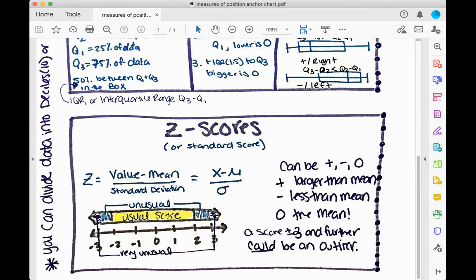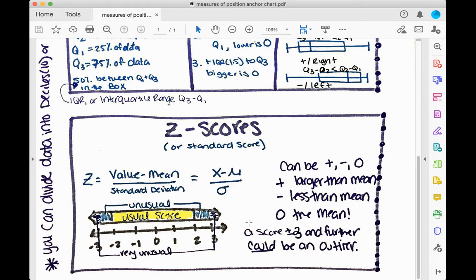Z-scores can be positive and they can be negative. A positive z-score is just going to mean that your value is bigger than the mean, and a negative z-score is going to mean that it is less than the mean, so it would fall to the left. And if you have a z-score of 0, it just means that you have the exact mean. The only way to get a z-score of 0 would be for your numerator to be 0. So if I had a mean of 10 and my value point was 10, obviously it is the mean, so it's super average. And then another way to find an outlier would be a z-score of positive or negative 3, further than our mean. So this could be an outlier. It's not necessarily always, but usually.